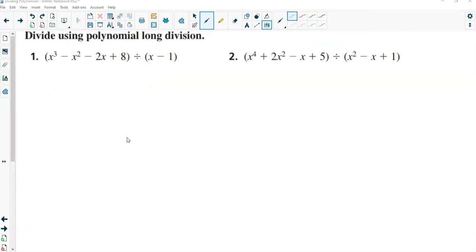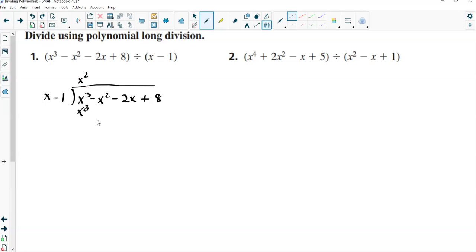Okay, here, you try these on your own and then pause the video, see how you did. I'm going to work on them and you can check your work. So, what do you have? You have x cubed minus x squared minus 2x plus 8 divided by x minus 1. So that's x squared times x is x cubed. X squared times negative 1 is negative x squared.